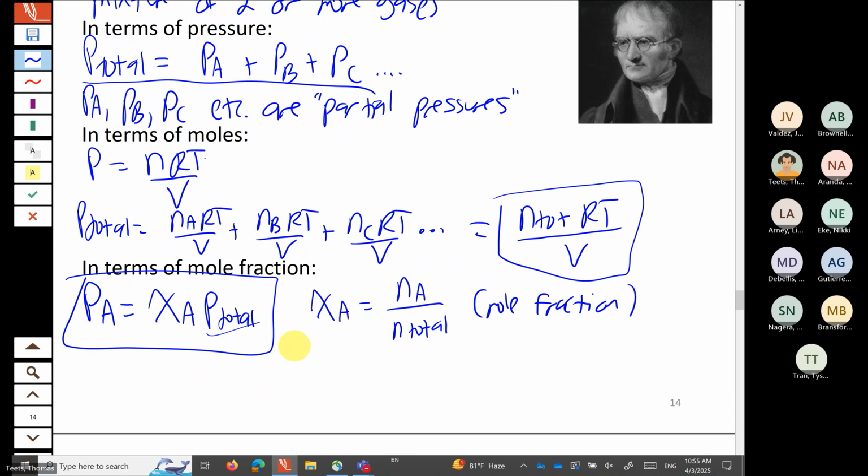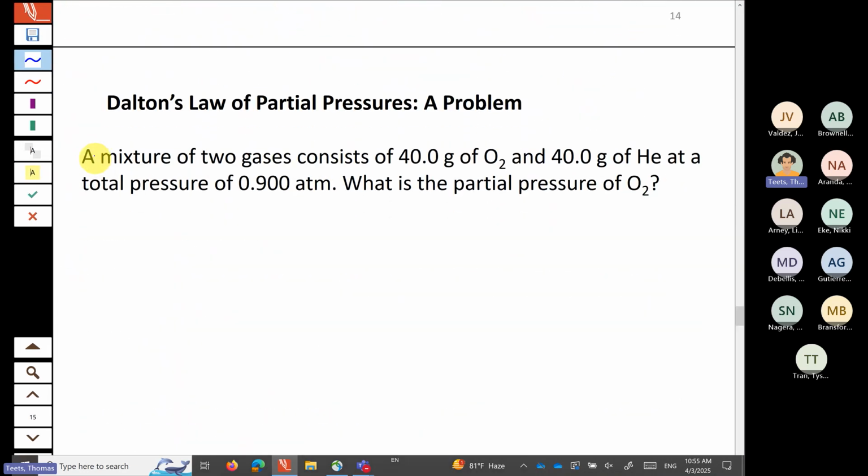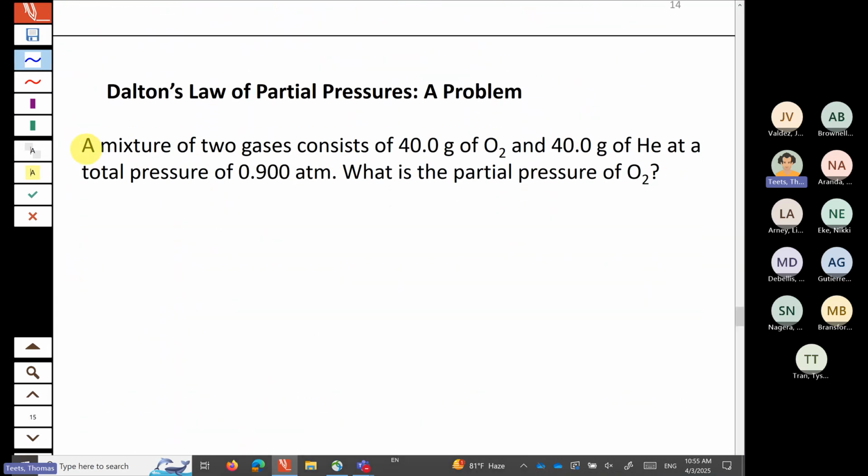Okay. All right. So any questions on that? Just sort of the theoretical framework of it. All right. So then we're going to do a couple example problems. So let's say we have a mixture of two gases that has 40 grams of oxygen and 40 grams of helium with a total pressure of 0.900 atmospheres. What is the partial pressure of O2?